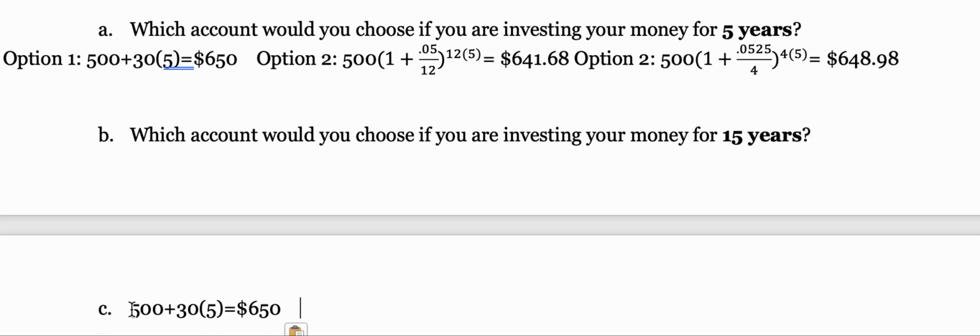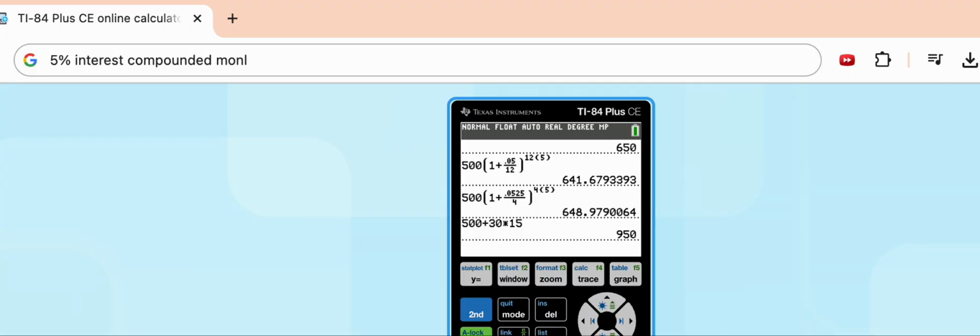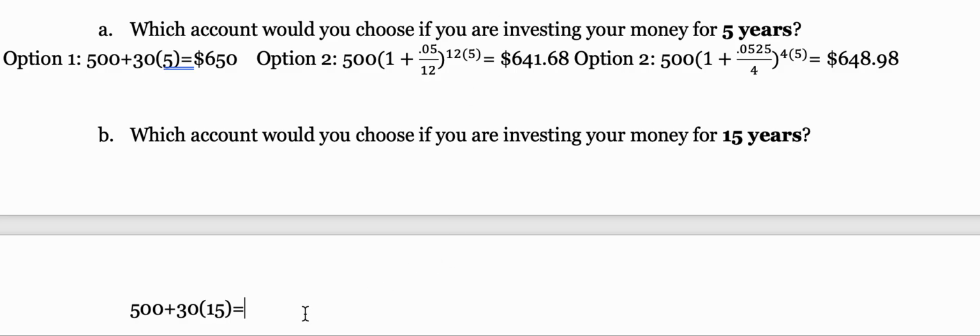I always like to double check my work and my thinking. So instead of 5, it's going to be 15, and I'm going to pull up my calculator, and instead of rewriting everything, I'm just going to hit enter. Okay, and instead of 5, it's going to be 15, enter. Okay, that's $950. All right, $950. Now that was for option 1.